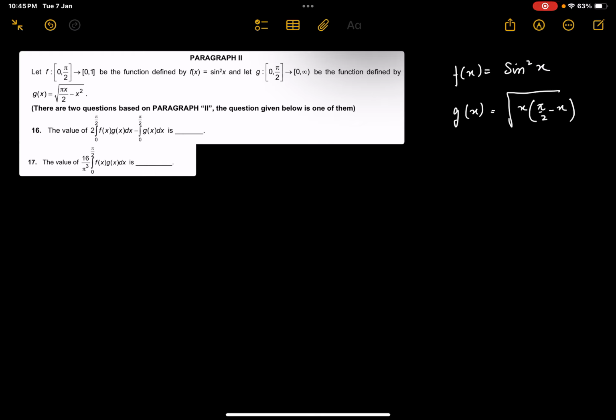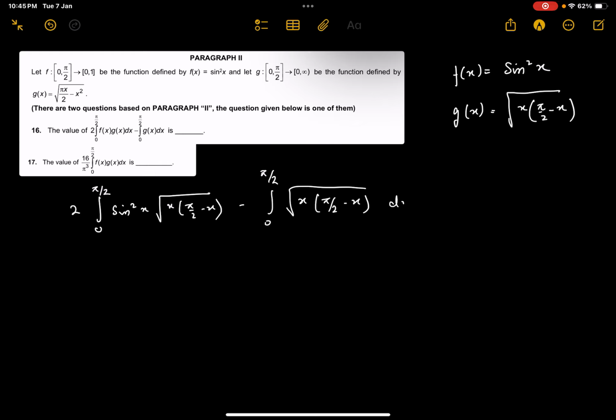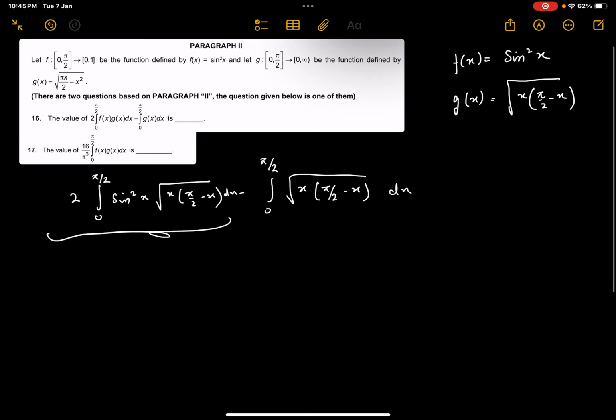Okay, so moving on to the first one, 16th. So this is 2 times integration 0 to pi by 2 f(x) g(x). So let's plug in the values. We have sine square x times under root x times (pi by 2 minus x) dx. Let's have a look at this one separately. So this is 2 times integration 0 to pi by 2. So instead we'll write this like this.